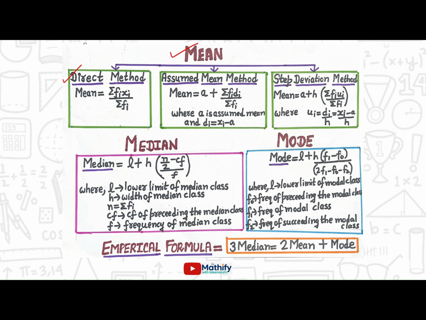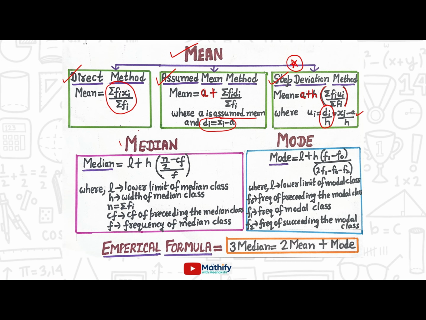First, direct method, where you can find mean by dividing summation fi xi by summation fi. Second, assume mean method, where you will add a with summation of fi di by summation of fi, where a is your assume mean and di is xi minus a. And third, the most important method, step deviation method, where you will add a with h into summation of fi ui by summation of fi. Here your ui is di by h and you already know that your di is xi minus a.